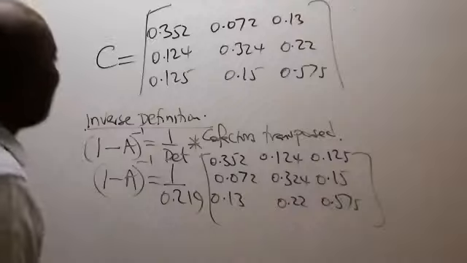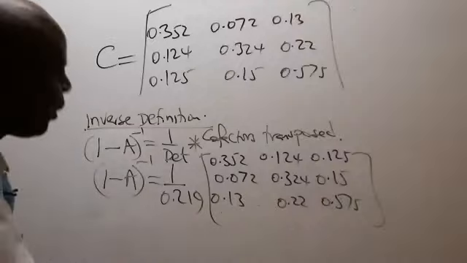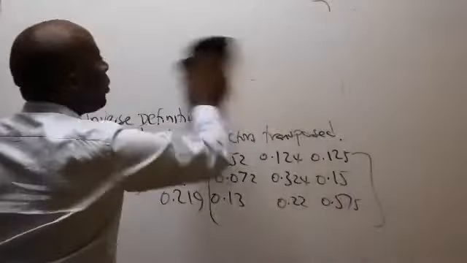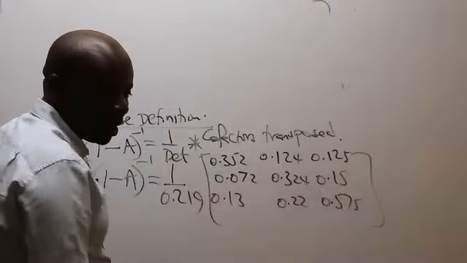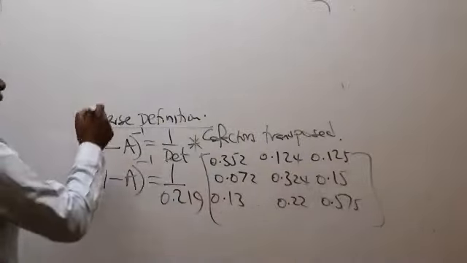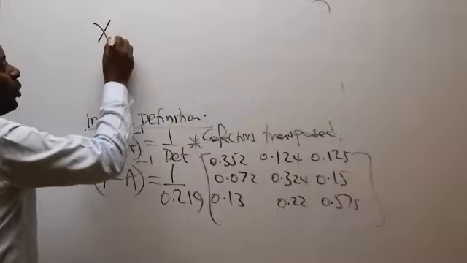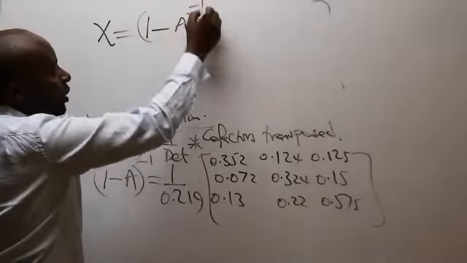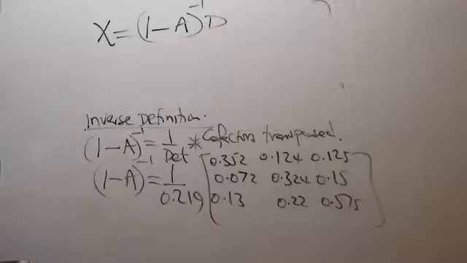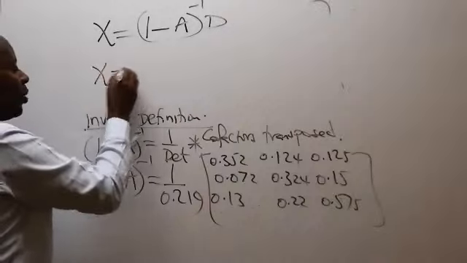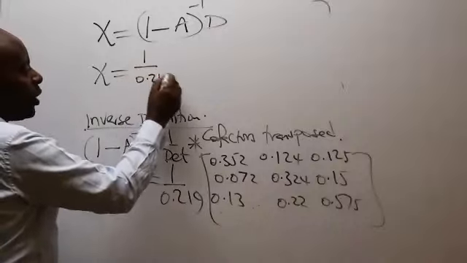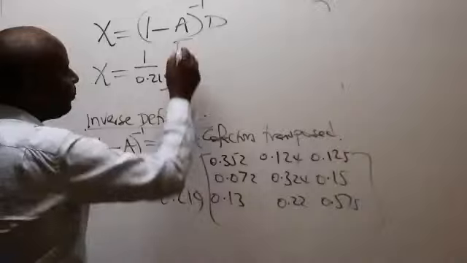Now, ladies and gentlemen, once you have gotten the inverse nicely, the next thing you have to do is to recall the formula. Remember our input-output equation says that our x should be equal to (I minus A) inverse multiplied by D. Thank you very much, March. So our x here will be equal to 1 over 0.219 into the whole of this.